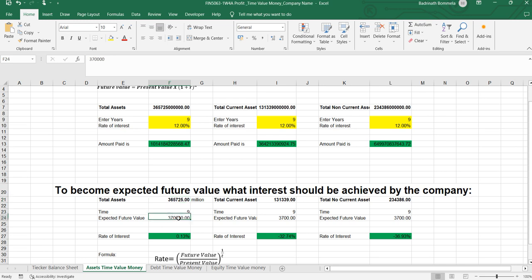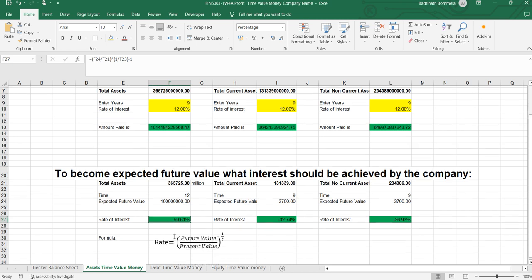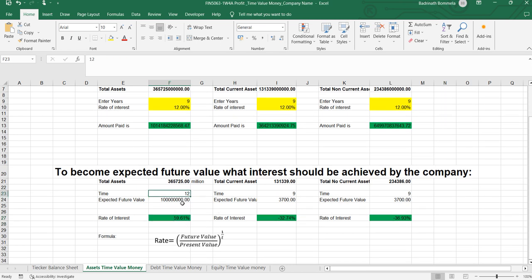If you expect a certain amount, like if you want this amount to become one crore, maybe a larger value, and the time you give is 12 years, then at what rate of interest are you supposed to get returns? What interest do you need to get to realize that value? You can work it out by using this formula.